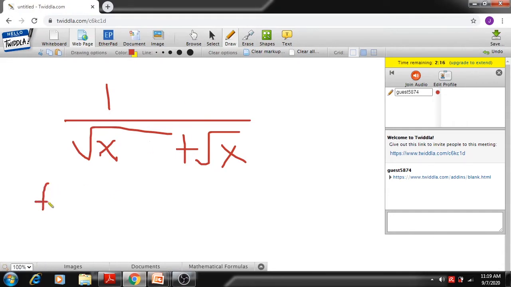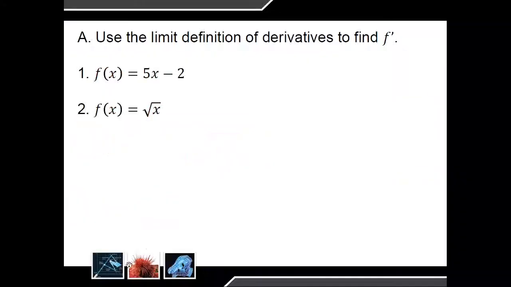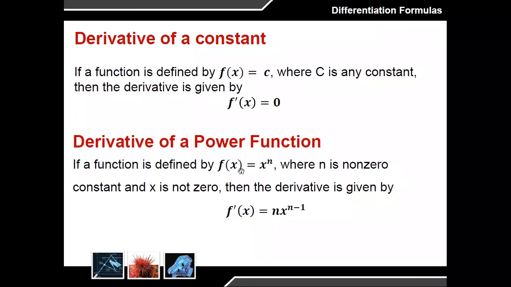So f prime of x, let 0 be x, is 1 over 2 square root of x. So that is the final answer, and I'll teach you an easier way to do it. Anyway, now, moving on to the rules.